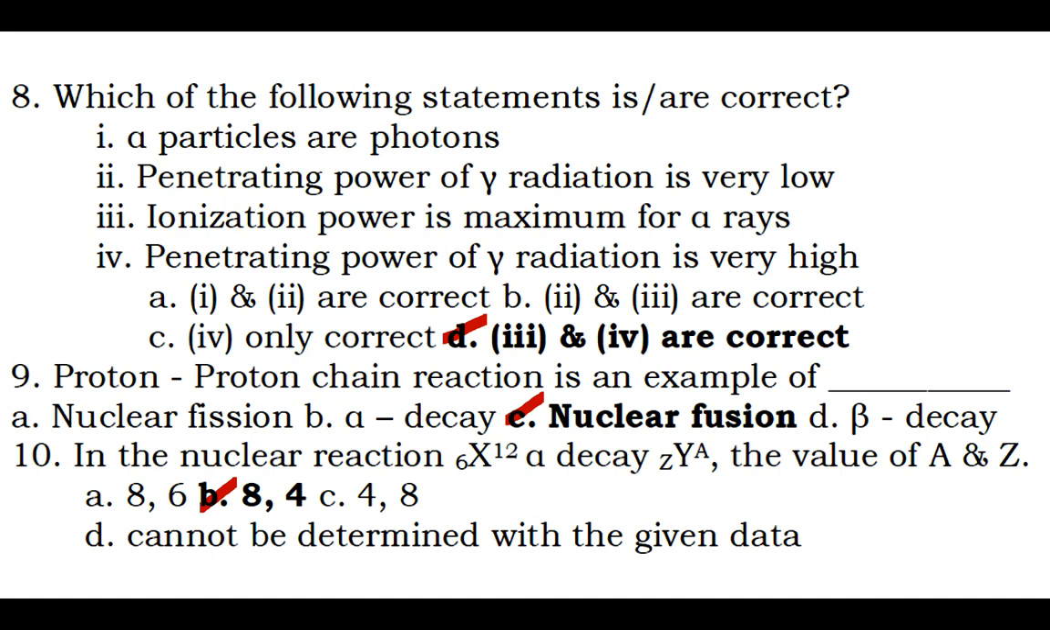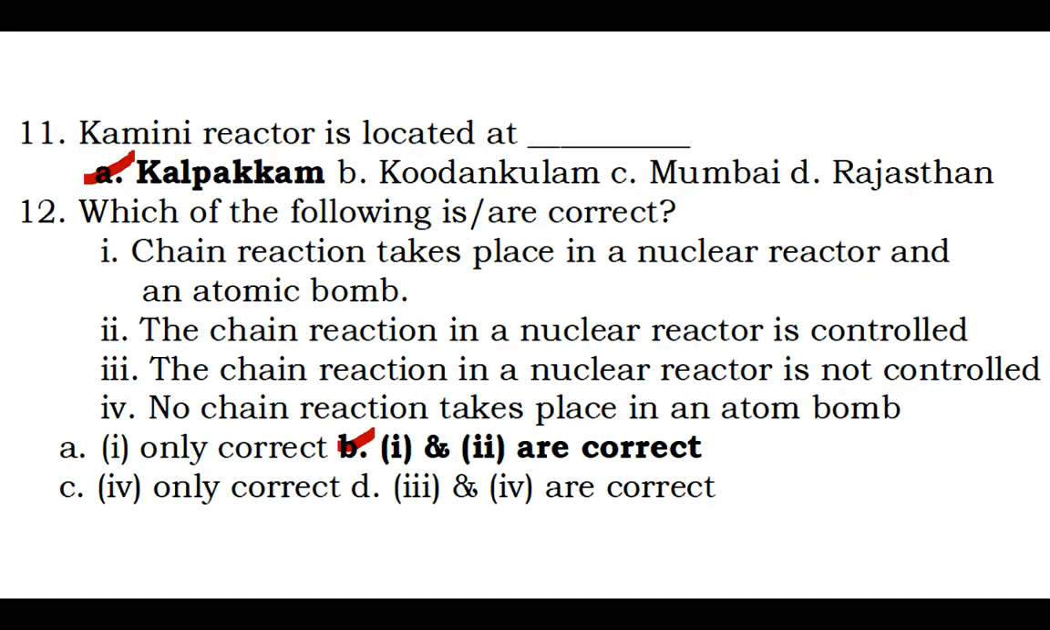Question number 10. In the nuclear reaction 6X12 undergoes alpha decay to give ZYA, the value of mass number and atomic number is option B, that is 8 and 4. Question number 11. Common reactor is located at option A, Kalpakam.